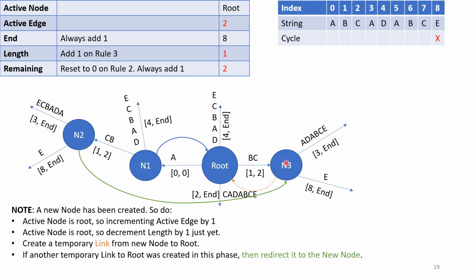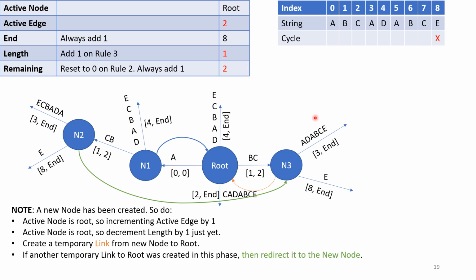And because we have created a new link, we need to fix a couple things. So remember that we had a link from N2 to root. Well, that has been updated to point to N3 because it's a new node that has been created in the same step, and N3 is going to point to root. Then the active node is root, as we can see, so we will increment the active edge by 1, and we will decrement length by 1, so it's going to be 1 now. So we have done all those things.